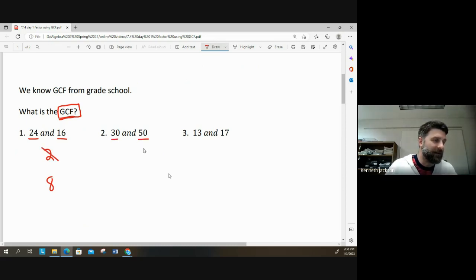Between 30 and 50, what biggest number will go into 30 that will also go into 50? That would be 10. And between 13 and 17, what number will divide 13 that will also divide 17? You might say there are no numbers, but there's always a number that will divide it, and that number is 1. So you could say there is no GCF, but if that's the answer, then the GCF is 1, because you can divide any number by 1.